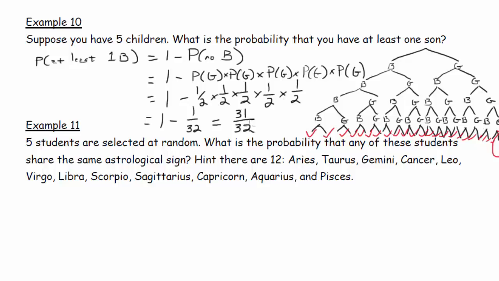So the easiest way to find this is going to be 1 minus the probability that we have no shared signs. And hopefully you can see that this would be shorter than finding 1 pair, 2, 3, 4, 5, and so forth. So this is going to be 1 minus, well, what is the probability that my first person gets an original astrological sign? Well, this first person gets to not choose, but could be any of these.